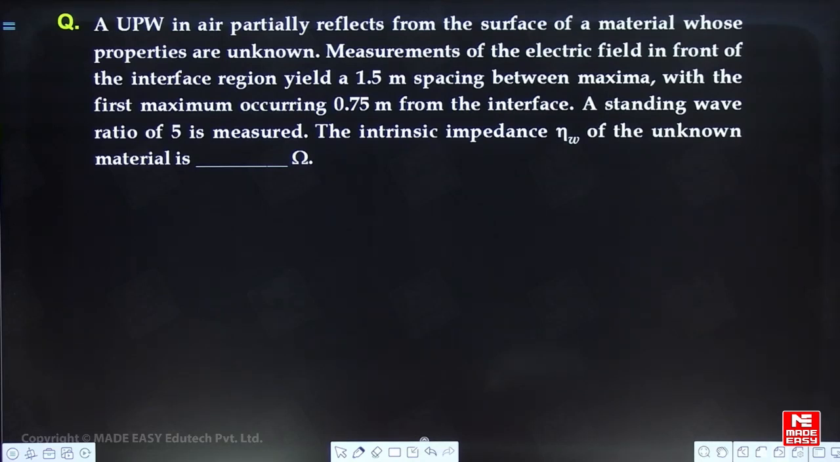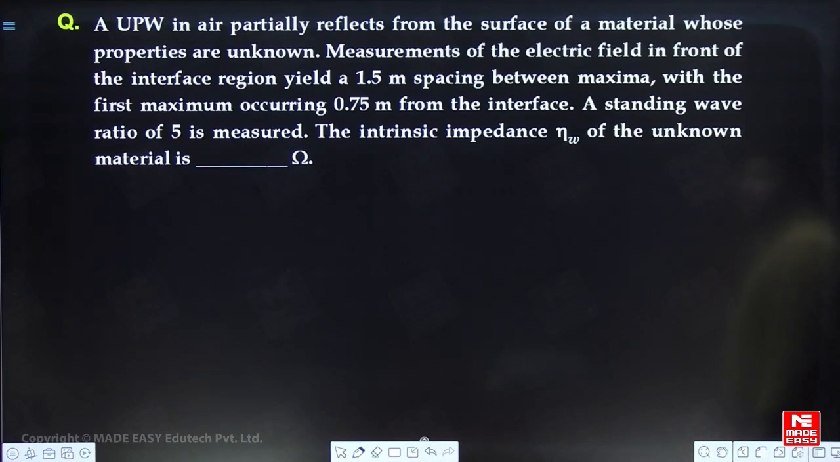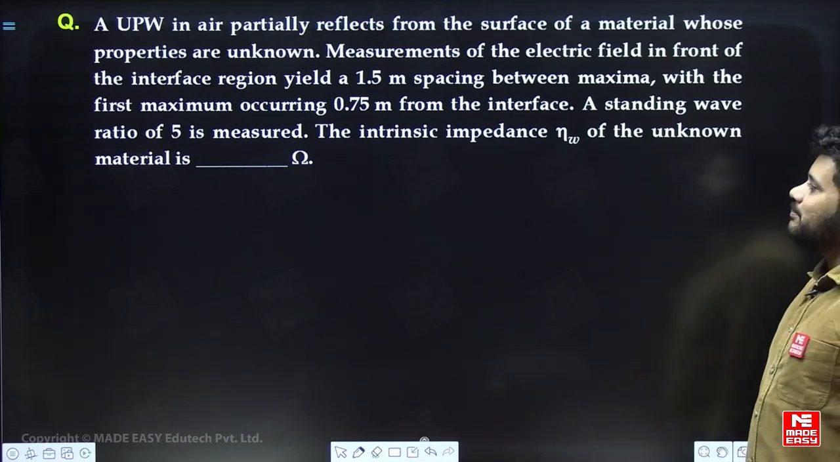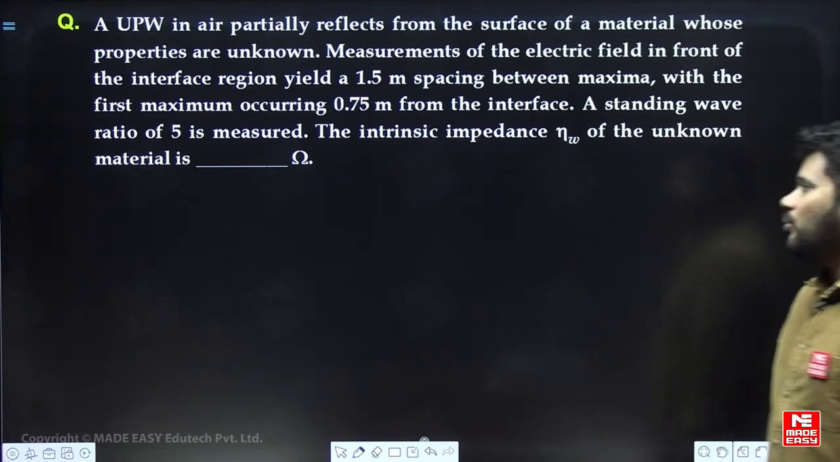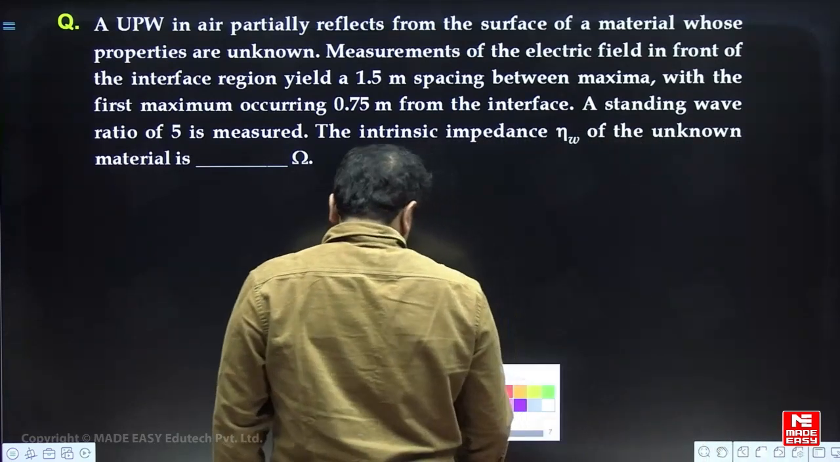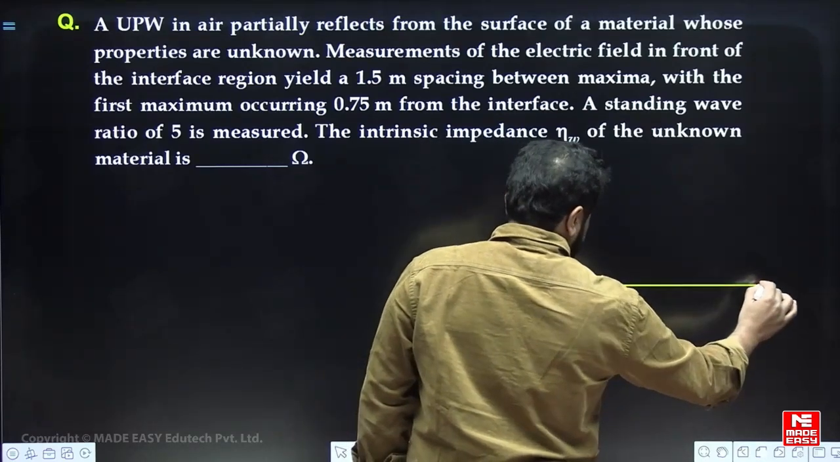The next question says that a uniform plane wave in air partially reflects from the surface of a material whose properties are unknown. Measurements of the electric field in front of the interface region yield a 1.5 meter spacing between maxima, with the first maximum occurring 0.75 meter from the interface. A standing wave ratio of 5 is measured. The intrinsic impedance eta w of the unknown material is what? Now let us try to figure out.